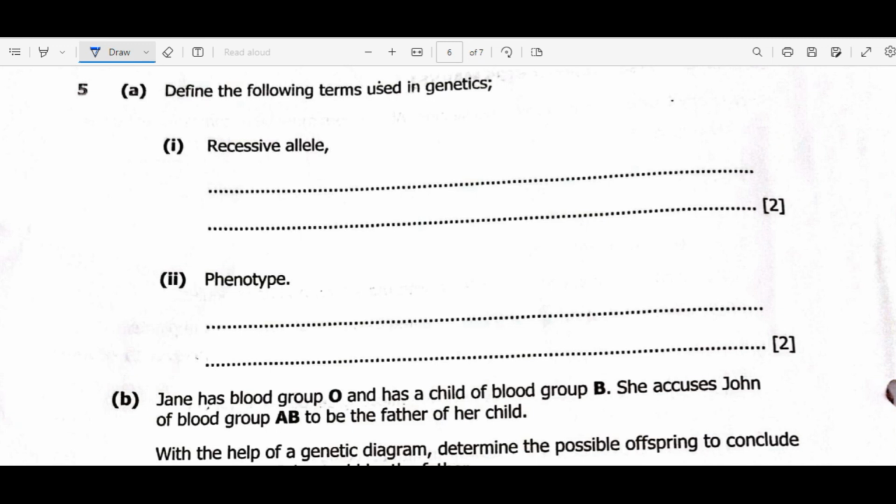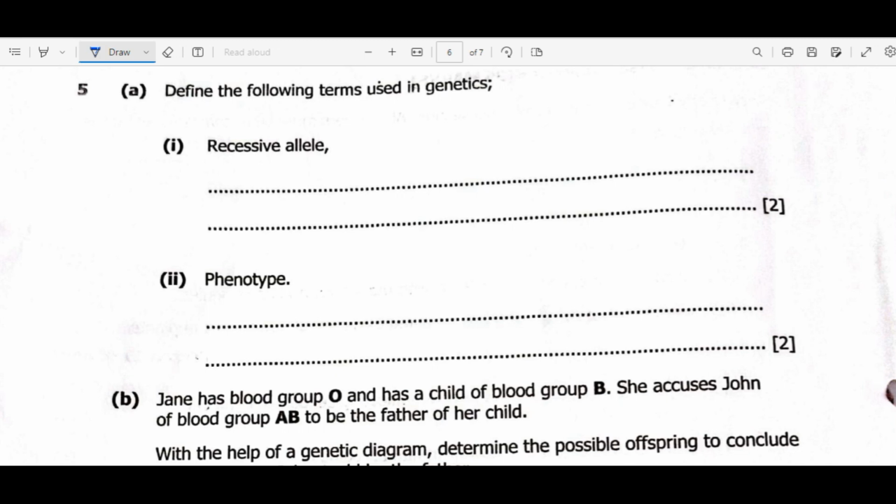So the first one is a recessive allele. The word recessive simply means we are looking at an allele, or part of our genetic information, that can be shadowed or masked by a dominant allele. So it is a characteristic that cannot be shown or expressed as long as it is in a heterozygous condition.